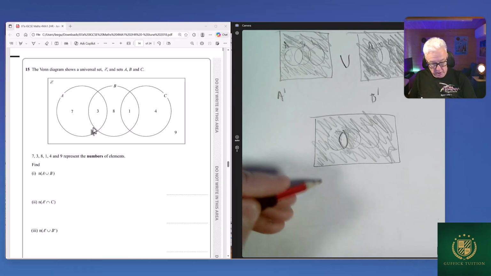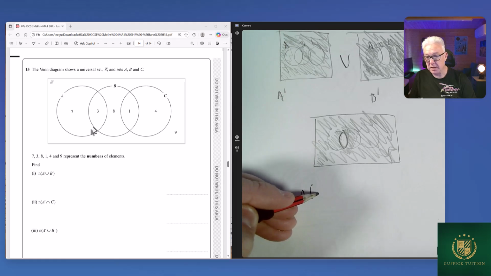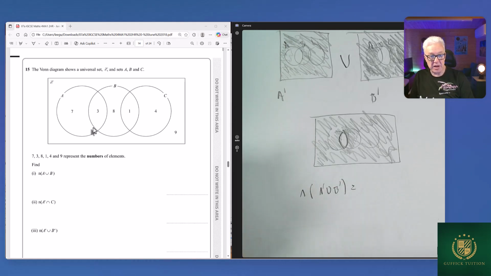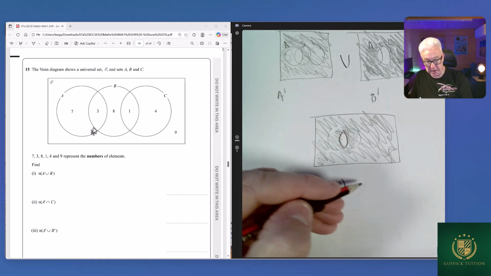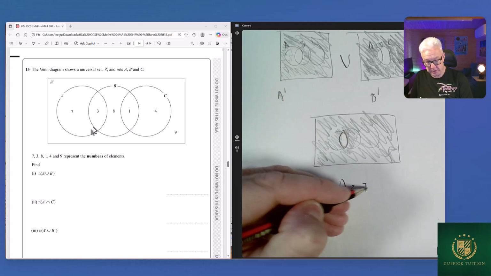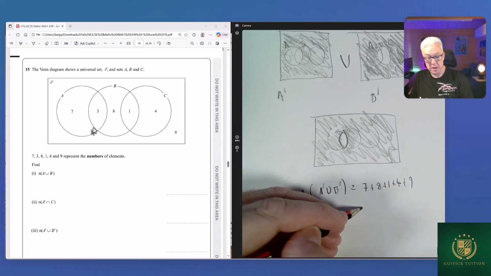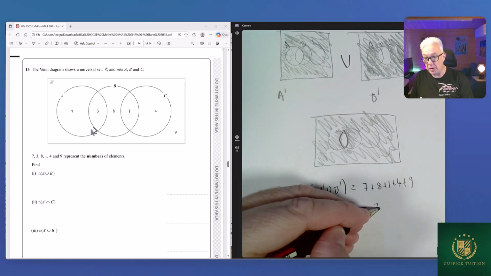So therefore, the number of elements that is in the union of not A and not B is everything in the question all added up except for the 3 in the middle. So it's going to be 7, add 8, add 1, add 4, add 9. We add all of that together and that comes to 29.